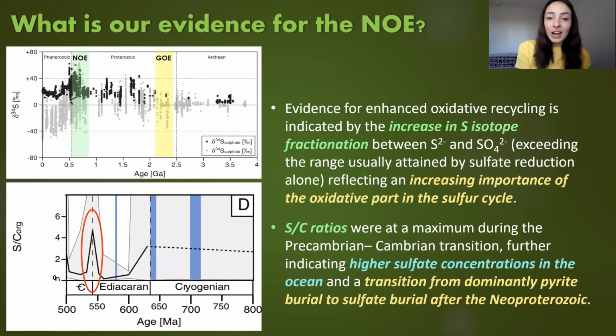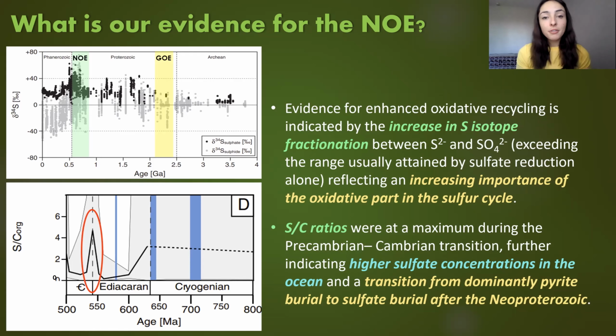So moving to sulfur isotopes, we have this graph at the top left showing sulfate versus sulfide sulfur isotope values in the black dots and the gray dots respectively. And then we also have the GEO and NOE plotted on this graph as well.